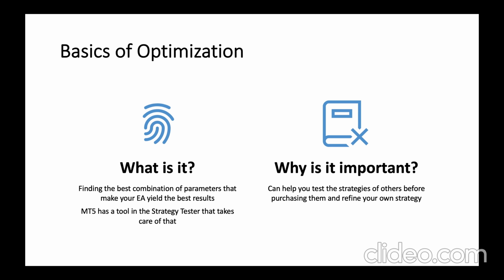So, basics of optimization. First of all, what is it? Optimization is finding the best combination of parameters that can make your EA yield the best results in terms of net profit, profit factor, number of trades, Sharpe ratio, drawdown, holding time, etc. So what's cool is that MetaTrader 5 has a tool in the strategy tester that can take care of that, which I will show you how it works later on.